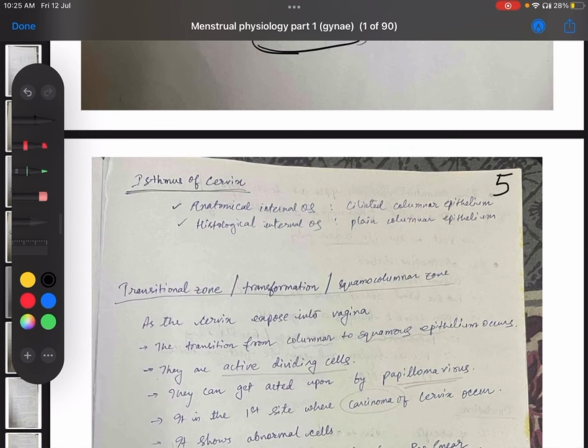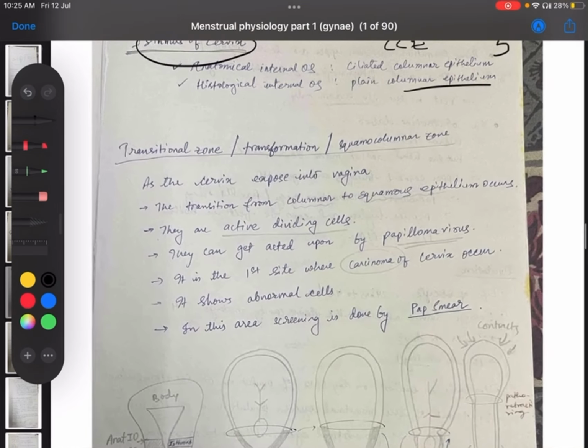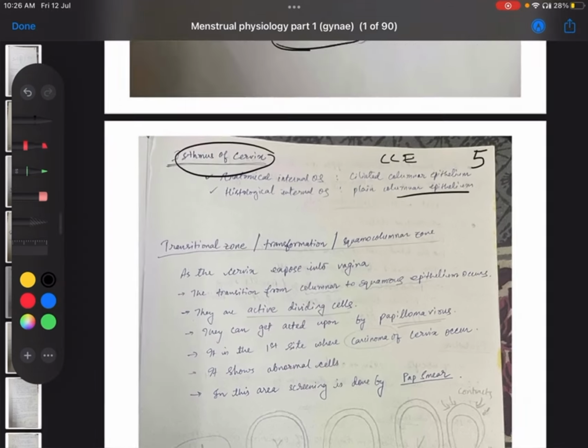Now the isthmus of cervix, as I told, is between the anatomical internal os and the histological internal os. The space between is called the isthmus of cervix, and the anatomical internal os is made up of ciliated columnar epithelium, and the histological internal os is made up of plain columnar epithelium. Transitional zone or the transformation zone or the squamous columnar zone. This is important. As the cervix exposes into the vagina, the transition from the columnar to the squamous epithelium occurs. This one.